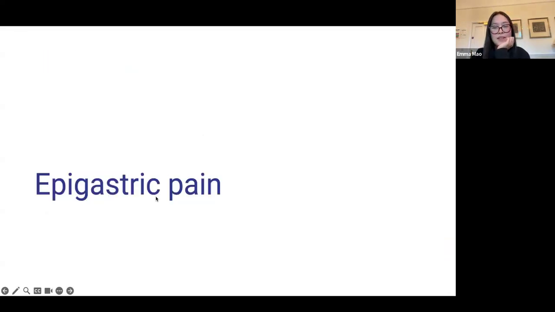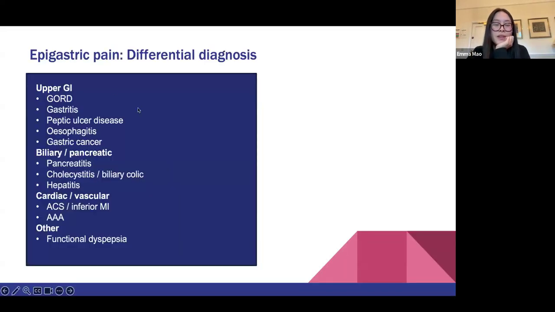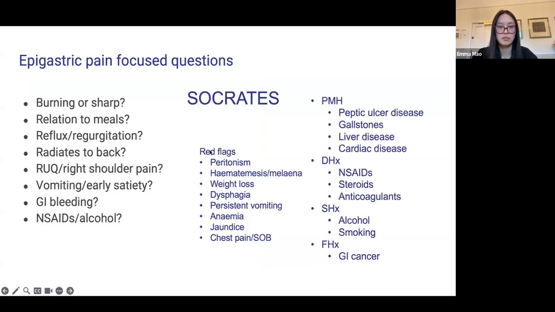Okay, next one is epigastric pain. So think about the organs in that region. It could be upper GI, so GORD, gastritis, peptic ulcer disease, esophagitis, gastric cancer, and then biliary, pancreas is also there, so pancreatitis, cholecystitis, biliary colic, and hepatitis. And then it could also be cardiac, so inferior MI, and abdominal aneurysm as well.